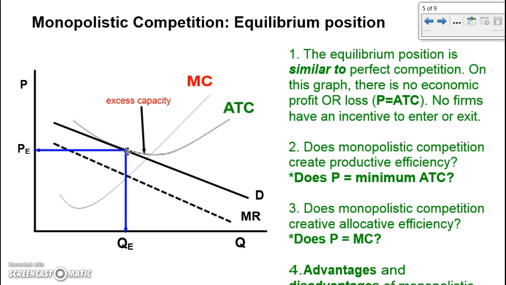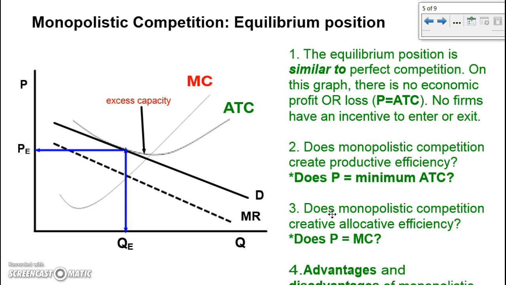So does monopolistic competition create productive efficiency? Remember, that question means, does the price equal minimum ATC? Well, minimum ATC is right here. The firm is clearly not operating at minimum ATC because they're tangent to that curve at a place where demand is not horizontal. So no, they're not producing at the efficient point. The price doesn't equal minimum ATC. They're not productively efficient.